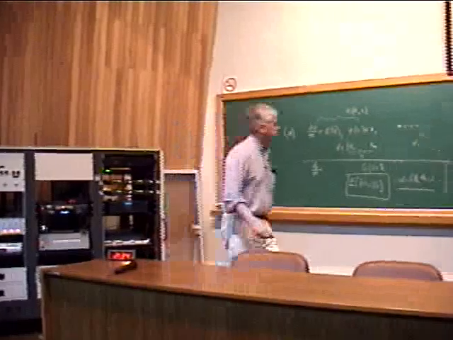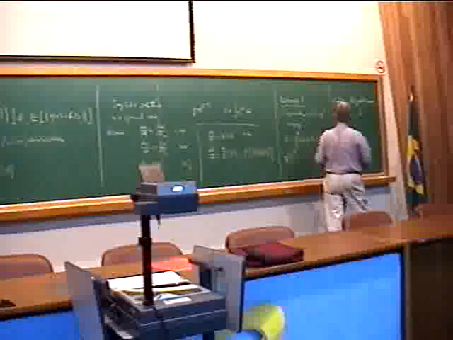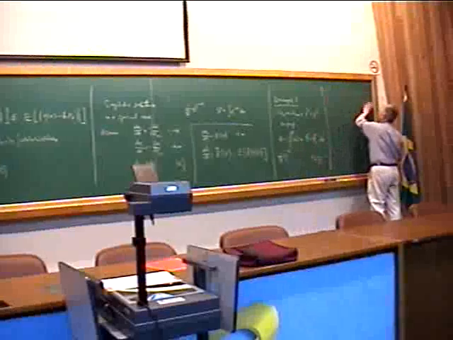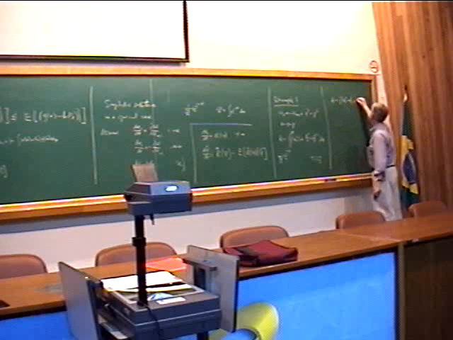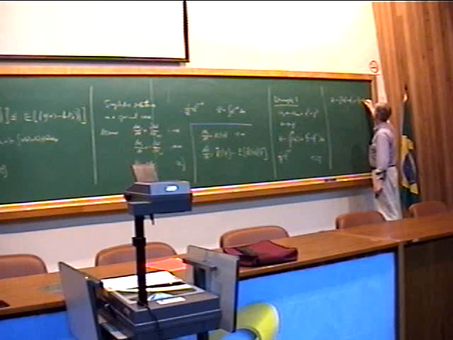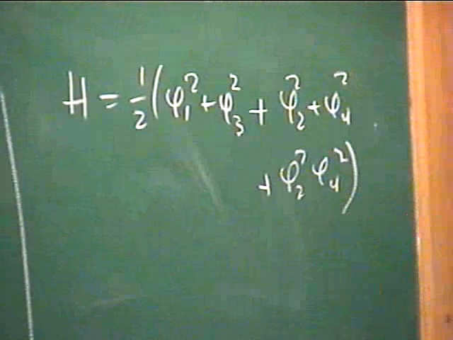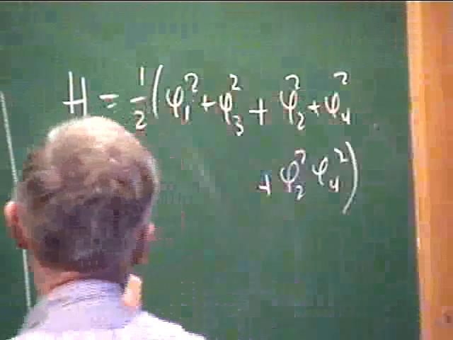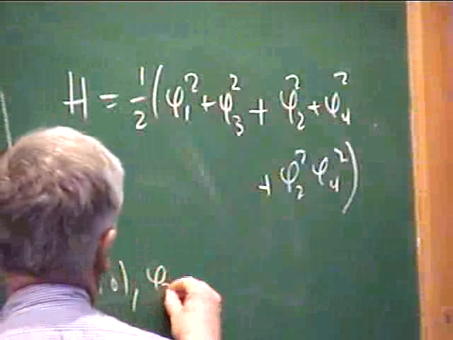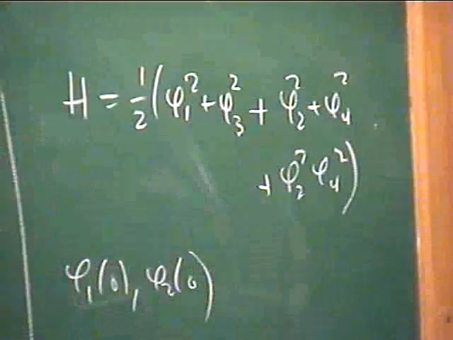Okay, so my second example is an example which is not helped by any of the accidental features which made this work. It consists of the following. The Hamiltonian is H equals 1/2 (phi 1 squared plus phi 3 squared plus phi 2 squared plus phi 4 squared) plus phi 2 squared phi 4 squared. If you think of that, it's two linear oscillators with a nonlinear coupling, where I have phi 1 of 0 and phi 2 of 0. So I know the initial data for one of them. The other one does something at random.